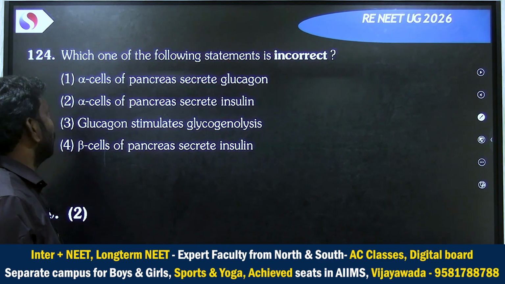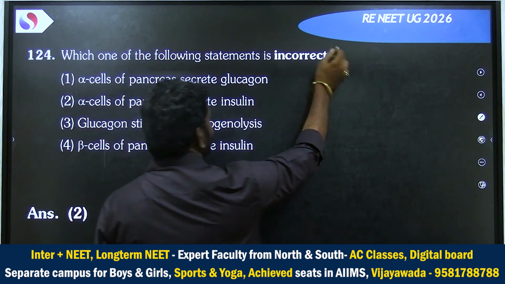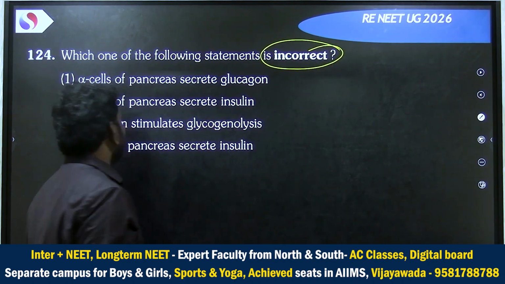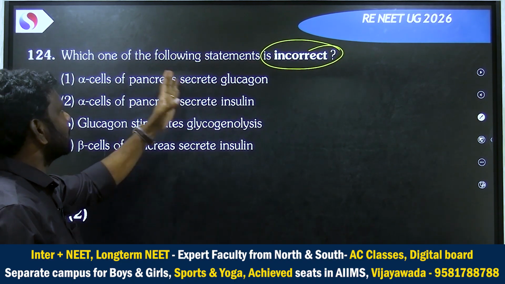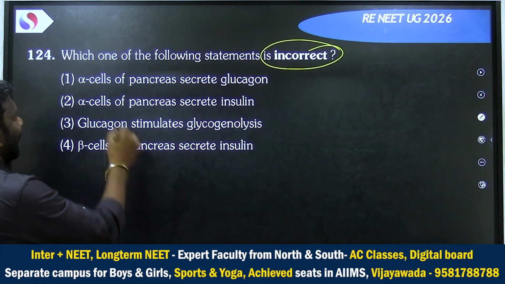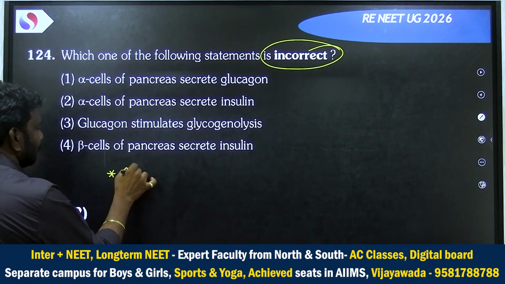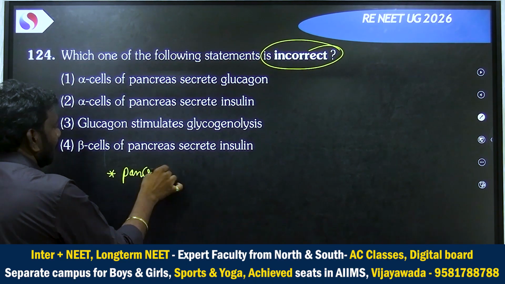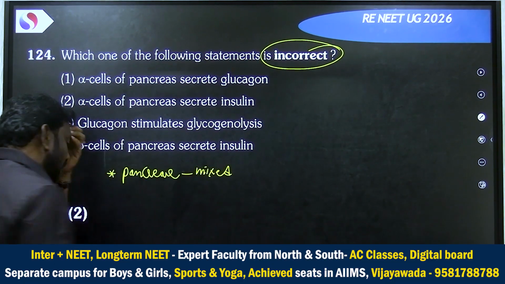So 124. Which one of the following statements is incorrect? Again, incorrect question they given. Which one of the following statements is incorrect? So first one, alpha cells generally. Pancreas is a mixed gland. So many names is there.